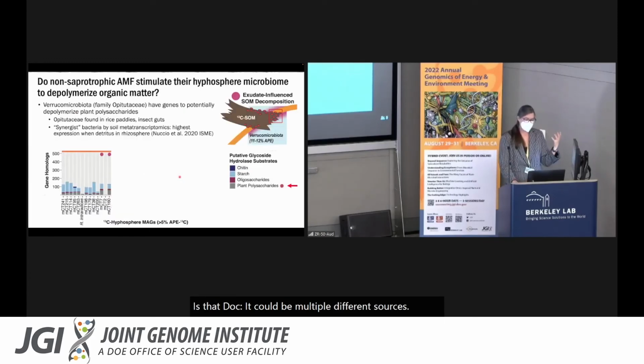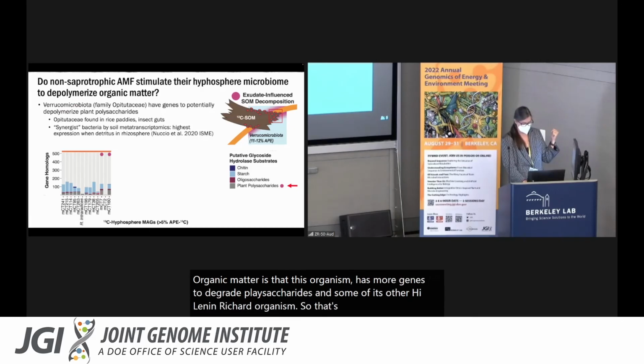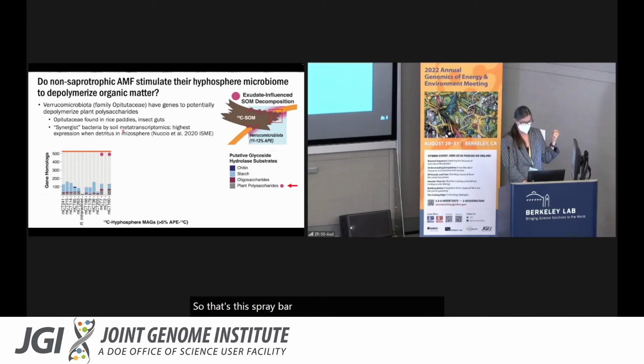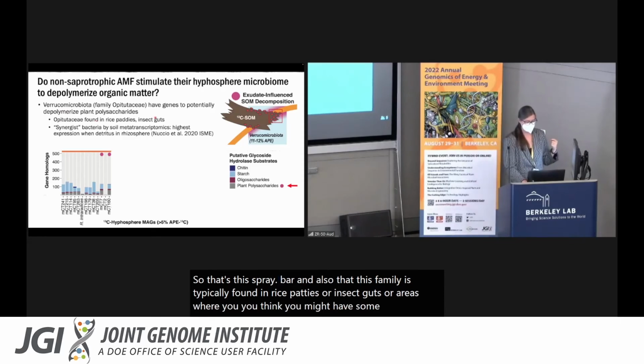What leads us to think that it might partly relate to soil organic matter is that this organism has more genes to degrade polysaccharides than some of its other highly enriched organisms. That's this gray bar. And also that this family is typically found in rice paddies or insect guts, or areas where you'd think you might have some decomposition going on.